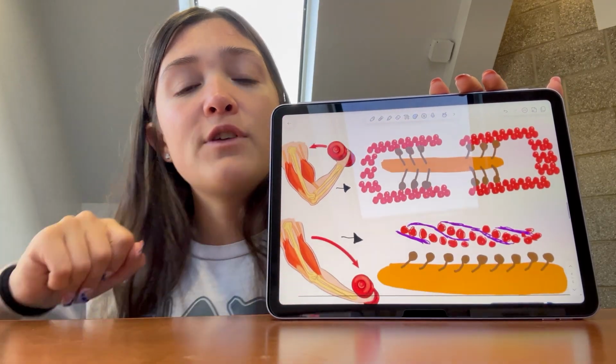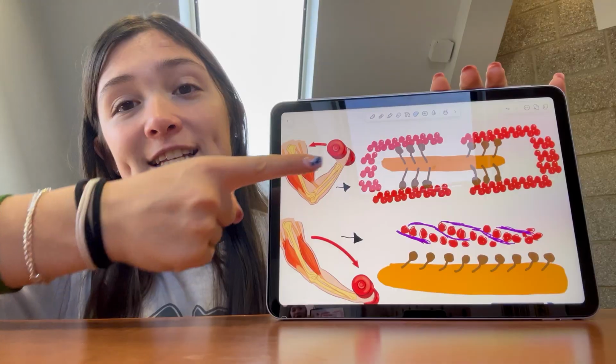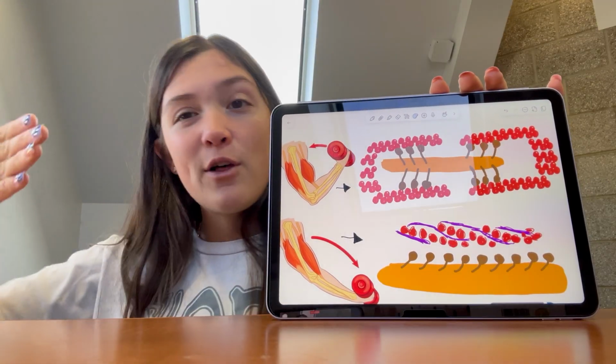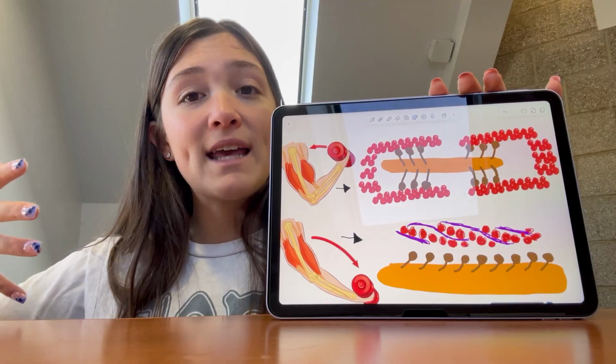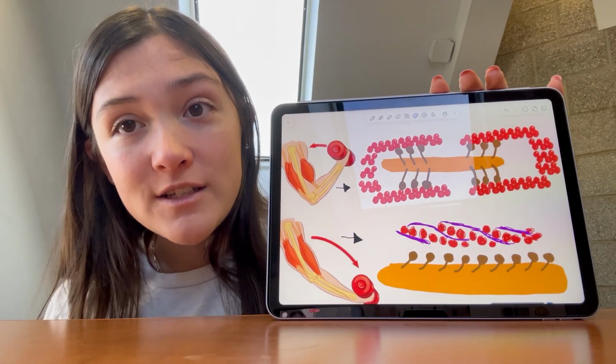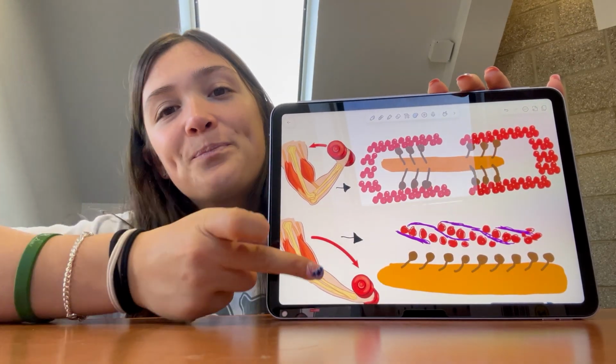So a tiny little review: when your muscles are contracting, this is what you're going to look like at the protein level. The actin comes inwards. When you release, the actin comes back out and the troponin-tropomyosin complex reforms.